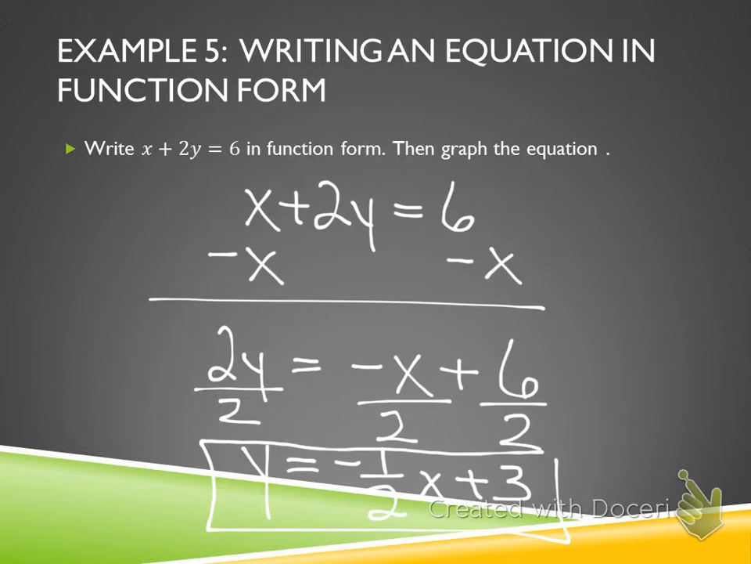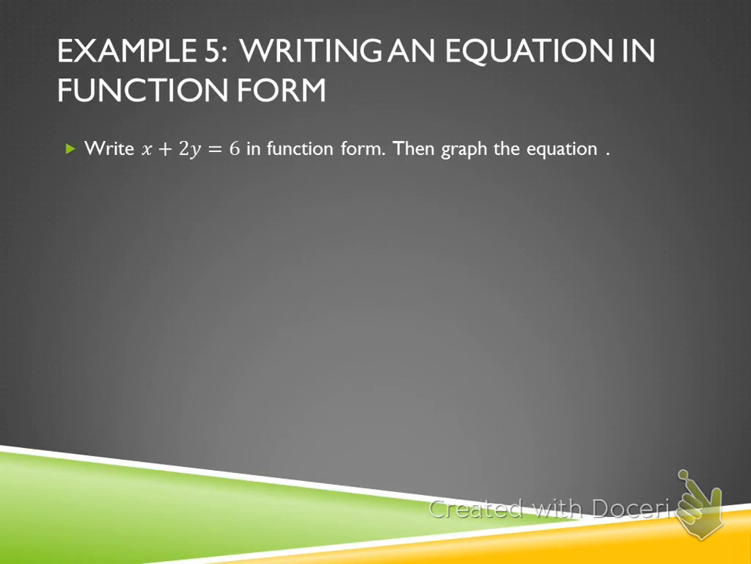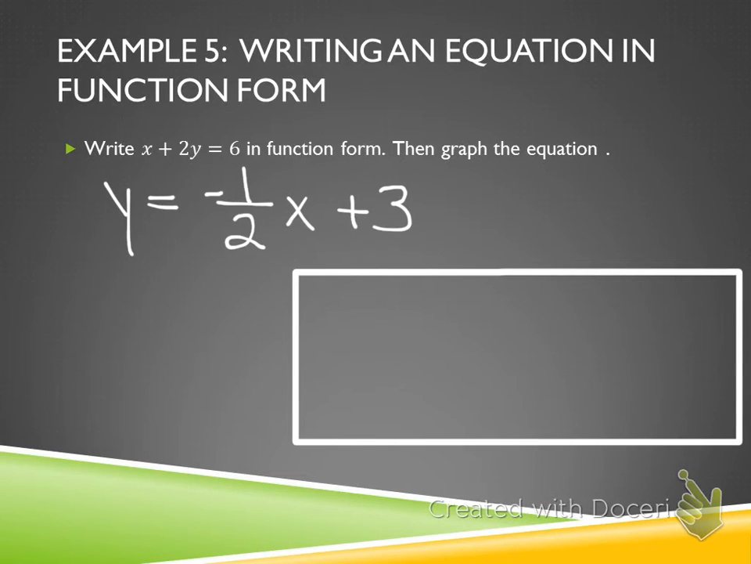All right, actually, let's go ahead and do our input-output table. So now that I have the equation in function form, y equals negative 1/2 x plus 3, right? Now I'm going to do my input-output table, which you've already done in example 3. Right? Yes? Okay. So I have my x and my y.